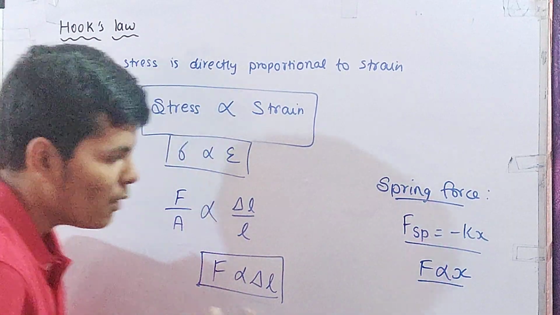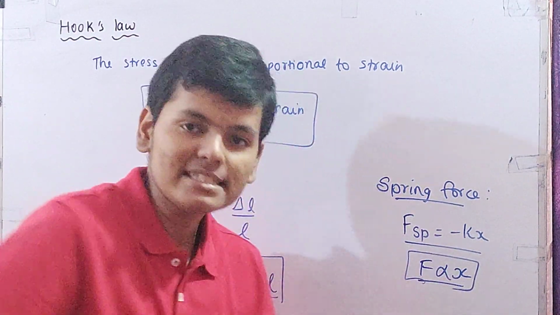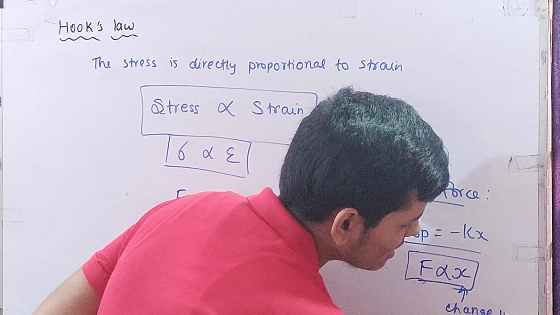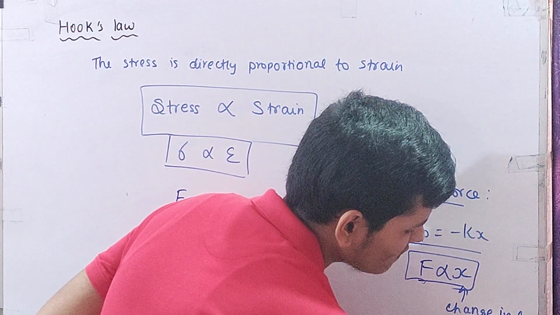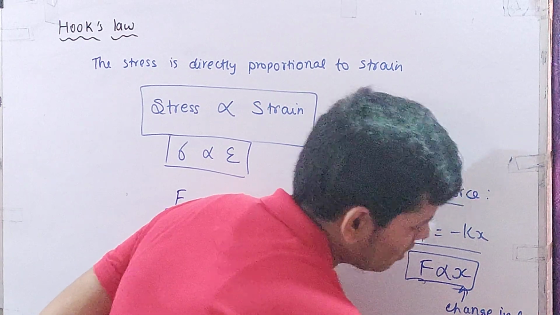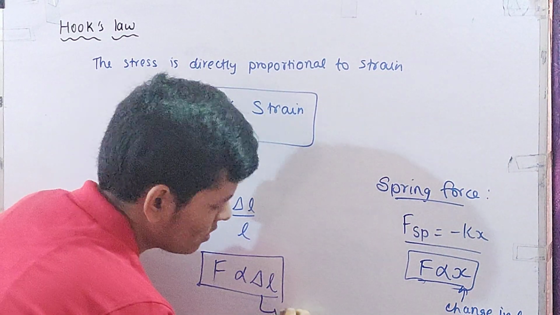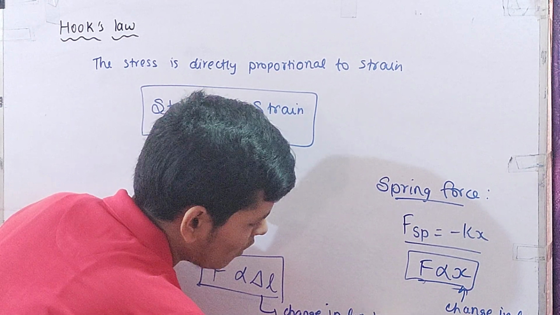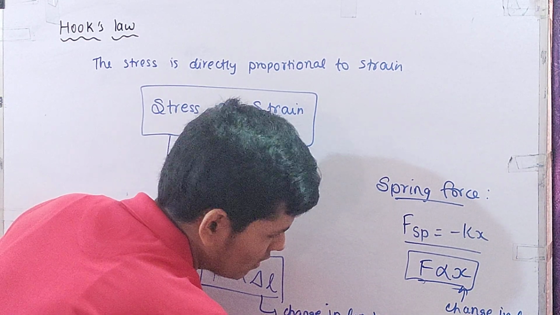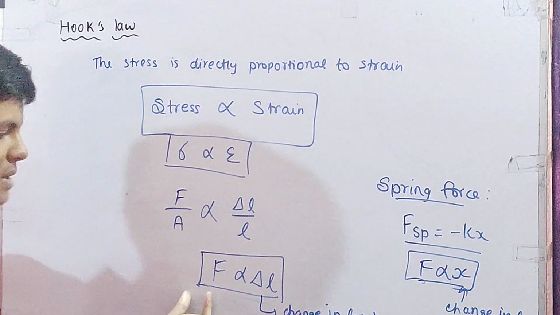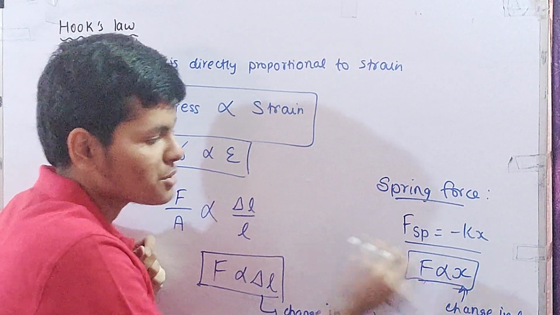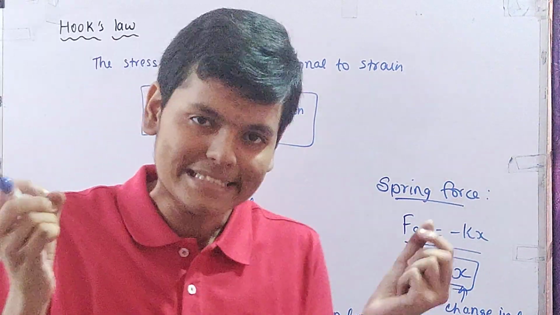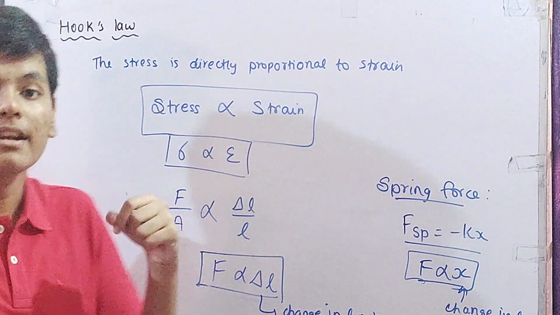Now, what is X? X is nothing but the change in length of the spring. What is delta L? Change in length of the object. Now if this force is proportional to delta L, this force is proportional to delta X. So can we say Hooke's law and spring force are all the same, just a different representation?